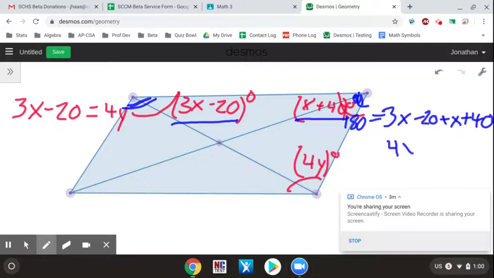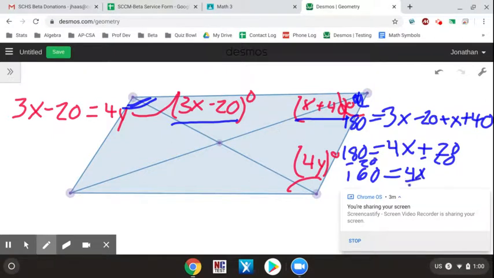So that gives me 4x plus 20 equals 180. And then by subtracting 20 from both sides, that gives me 160 equals 4x. And then if I divide by 4, I will get my final answer that x is equal to 40.